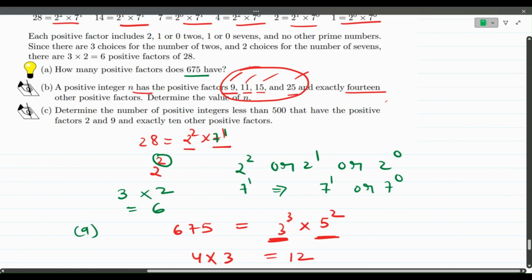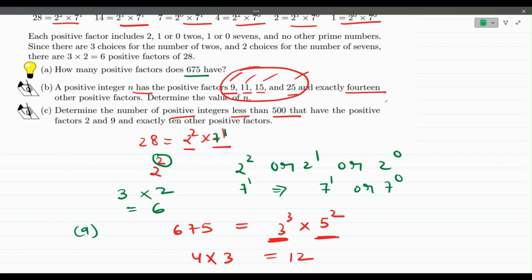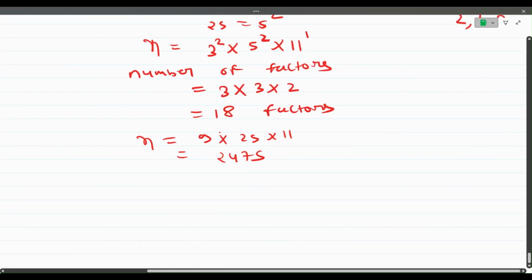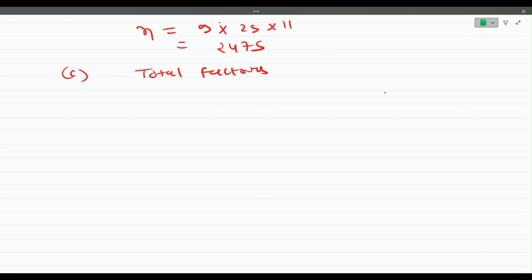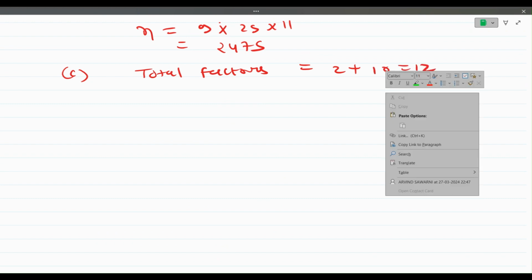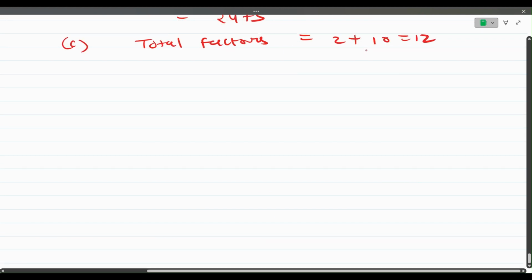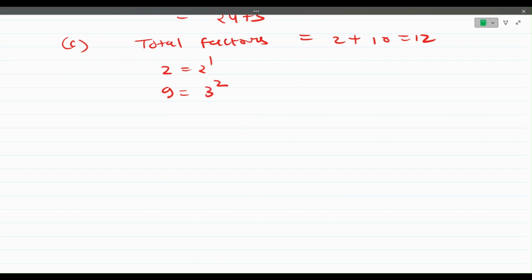All right. Question number C. Determine the number of positive integers less than 500 that have positive factors 2 and 9 exactly, and exactly 10 other positive factors. So apart from 2 and 9, the number has 10 positive factors. So the total number of factors will be 2 plus 10. So it has 12 positive factors, right? Okay. So 2 is obviously 2 to the power 1, and 9 is 3 to the power of 2.